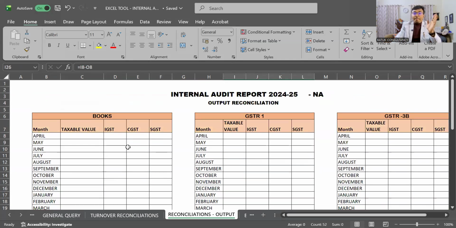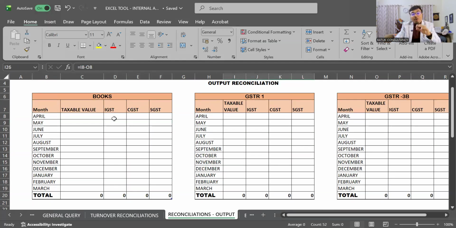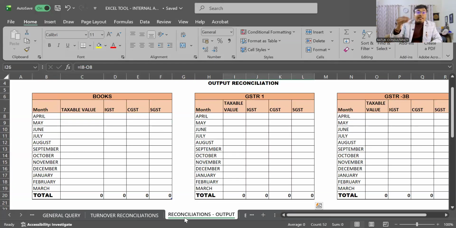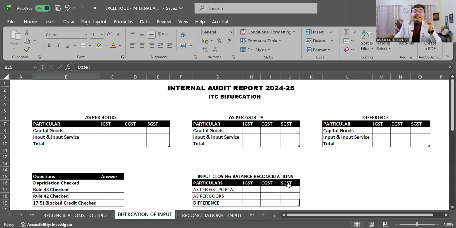Okay, so for comparison, you need to take the books' 3B on a monthly basis. If you find any differences in our turnover reconciliation, then you need to demand the month-wise GSTR 3B and compare it with the month-wise GSTR 1 and GSTR 3B on the GST common portal. You will find out the difference. Accordingly, we'll take the necessary actions.